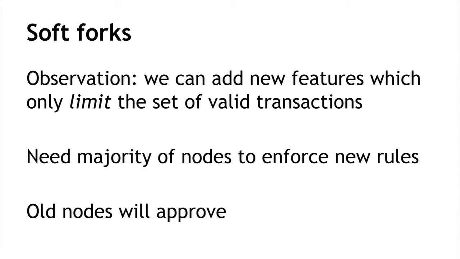The observation is that we can add new features to the Bitcoin protocol if they only restrict the set of valid transactions or the set of valid blocks. Because we want to avoid this hard fork situation, we can try to add new features in a way that will cause only a soft fork. So the key to making this happen is that the new features can only make validation rules stricter. They can only limit the set of blocks or the set of transactions that are considered valid. So the new nodes in the network will be enforcing some new, tighter set of rules. So we're relying on enough nodes switching to the new version of the protocol that they'll be able to enforce the new rules, knowing that the old nodes won't be able to enforce the new rules because they haven't heard of them yet.